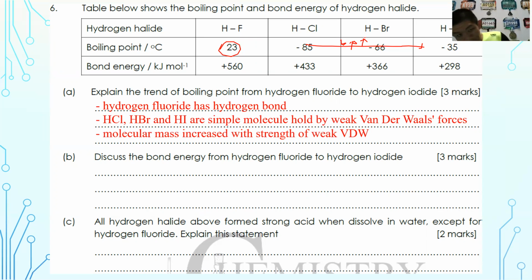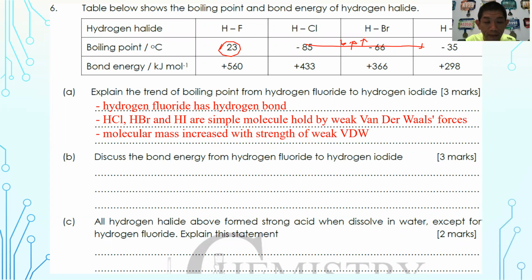So this is for number 6A. Then for 6B, discuss the bond energy of hydrogen fluoride to hydrogen iodide. So in here you can see that the bond energy become less and less positive. That means lesser and lesser energy is required to break the covalent bond between HF.